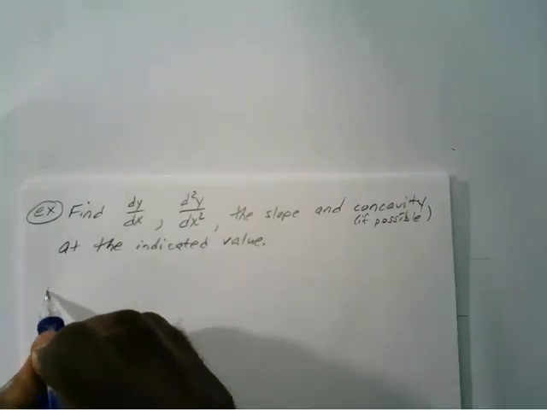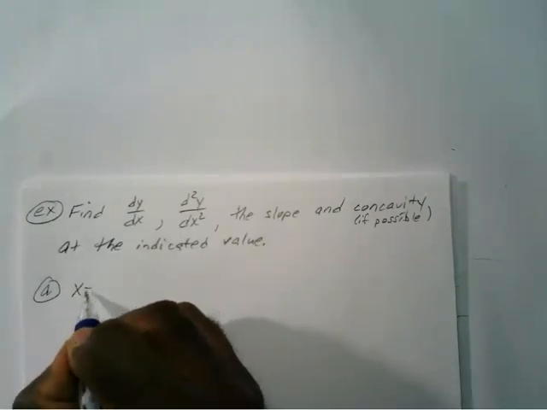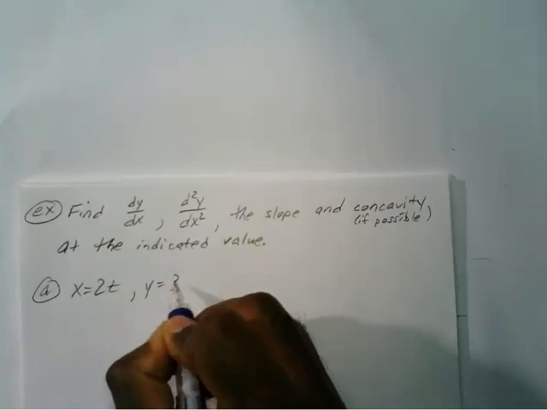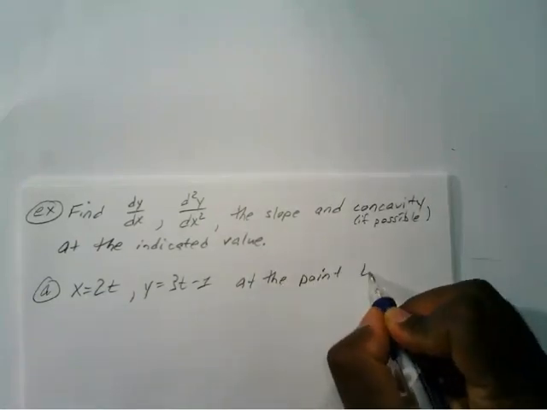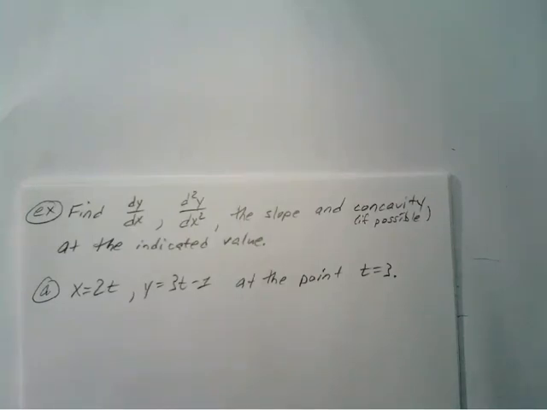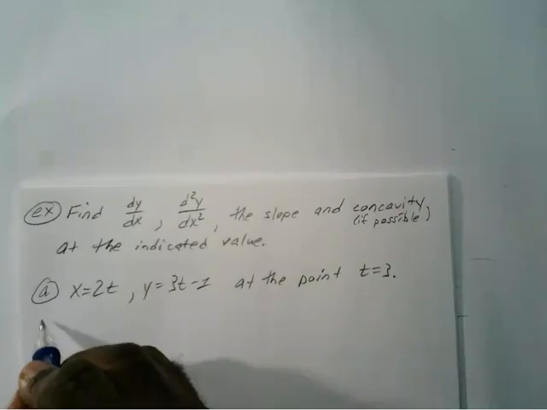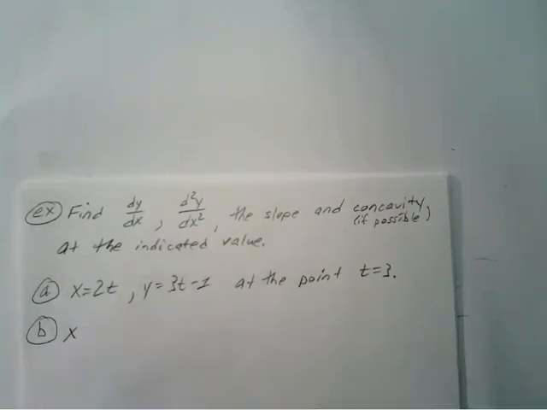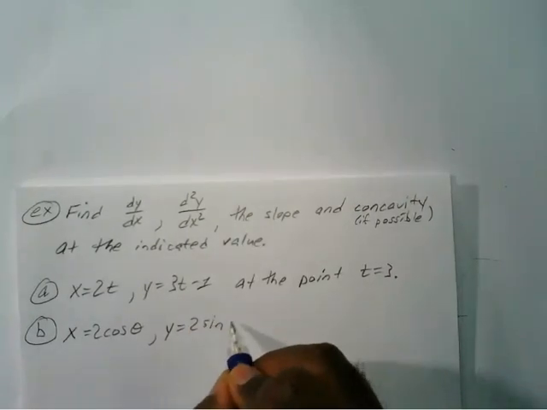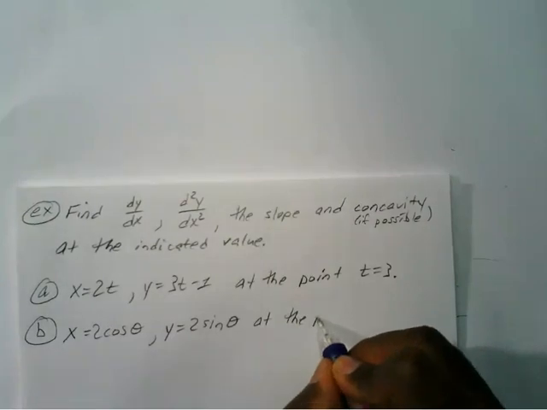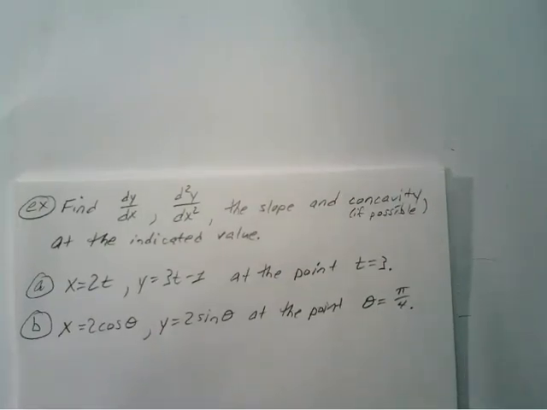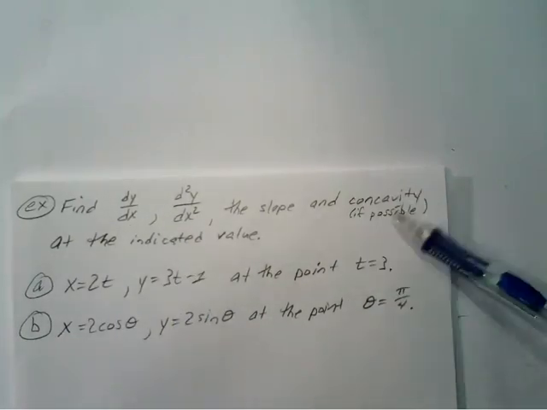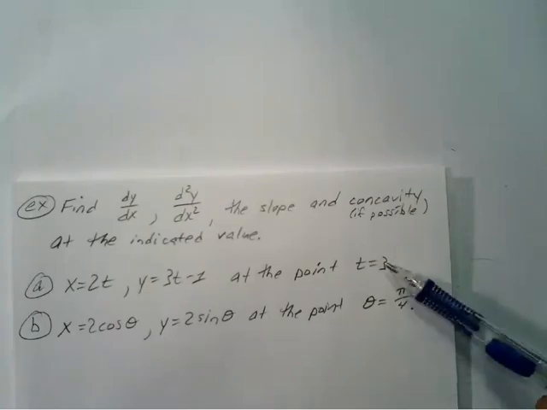Okay, so starting off, say we have problem A. So we have x equals 2t, y equals 3t minus 1, at the point t equals 3. Okay, so for problem B, we make it a little trickier. So x equals 2 cosine theta, y equals 2 sine theta, at the point theta equals pi over 4. Okay, so for all of these, we want to find the first derivative, second derivative, the slope, and concavity at the specified values.